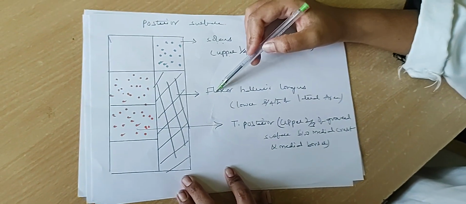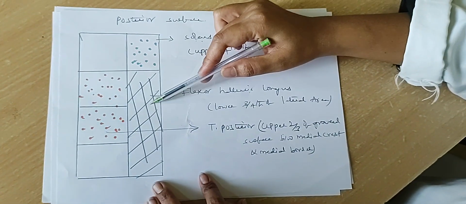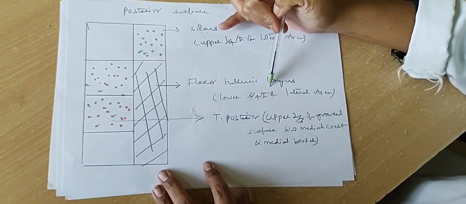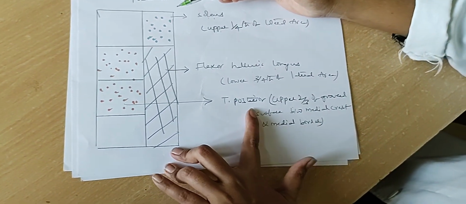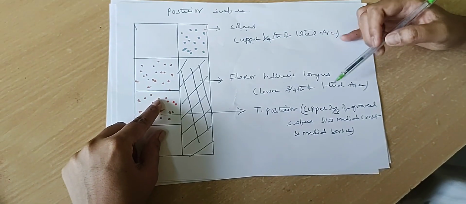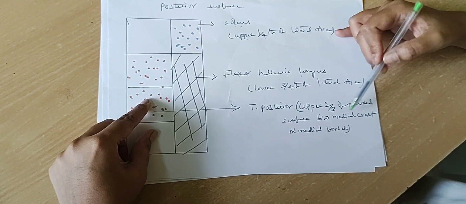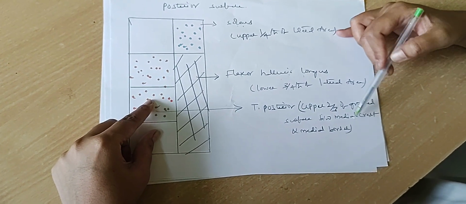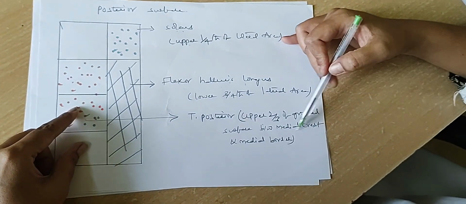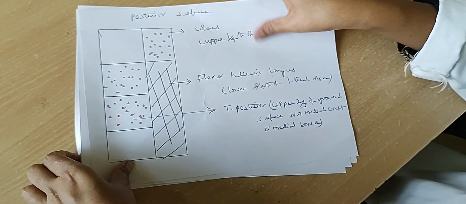Next, flexor hallucis longus originates from the lower 3/4 of the lateral area of the posterior surface, and also the tibialis posterior, the red one. Tibialis posterior originates from the upper 2/3 of the grooved surface between the medial crest and the medial border. These are the attachments of the posterior surface.